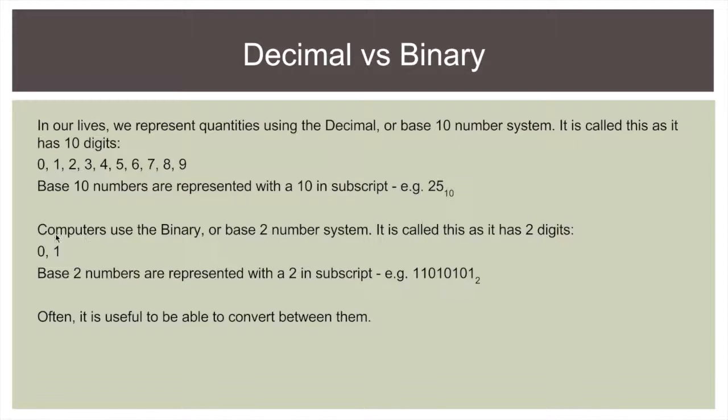number. Computers use the binary or base 2 number system, and it's called this as it has two digits, 0 and 1, and base 2 numbers are represented with a 2 in subscript. So here's an example of a base 2 number, and we have the little 2 there. We have an infinite number of bases. If you can think of any number, you can have a base of that number, and you can just represent a number with that little base there.